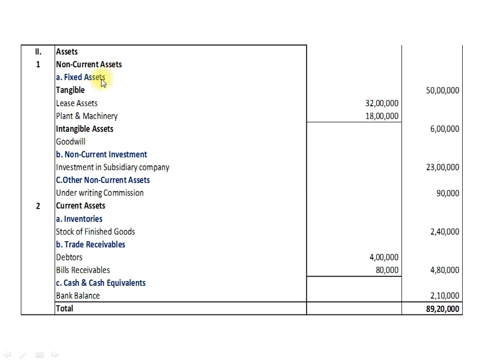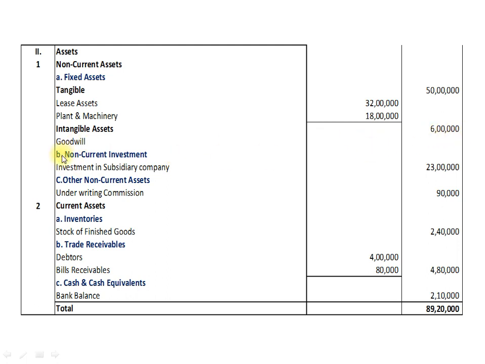Under non-current assets, the first subhead is fixed assets tangible, in which we have leasehold assets worth rupees 32 lakhs and plant and machinery worth rupees 18 lakh. So total fixed tangible assets amount to rupees 50 lakh. Second is intangible fixed assets, in which we have only one item, that is goodwill, rupees 6 lakh.